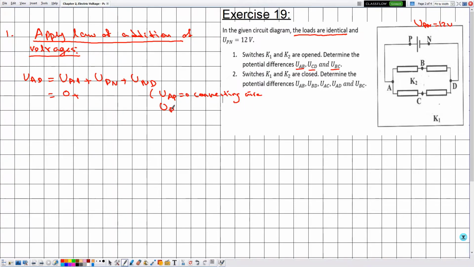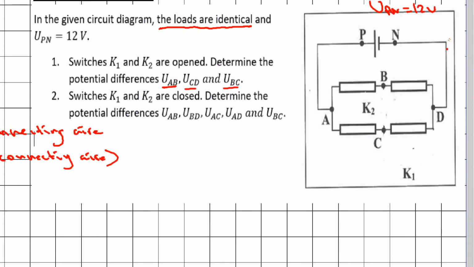UPN is equal to 12 volts, plus U and D. Across N and D we have a connecting wire, so this is 0. So this is equal to 12 volts. So knowing that now UAD is equal to 12 volts, we are looking at the upper part, because we are interested in determining UAB.